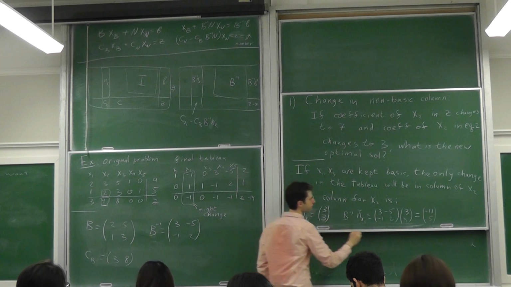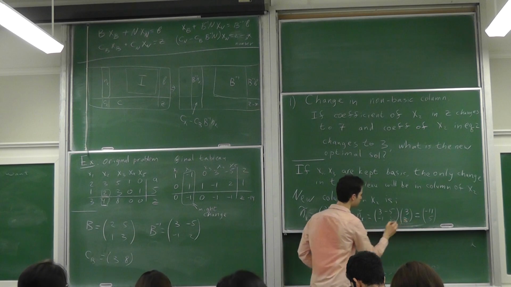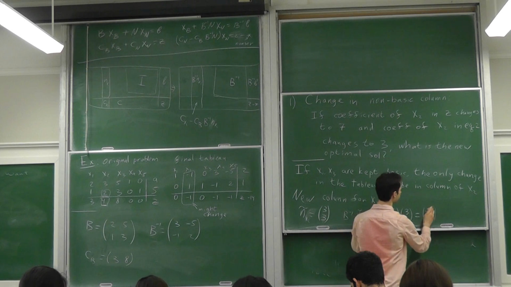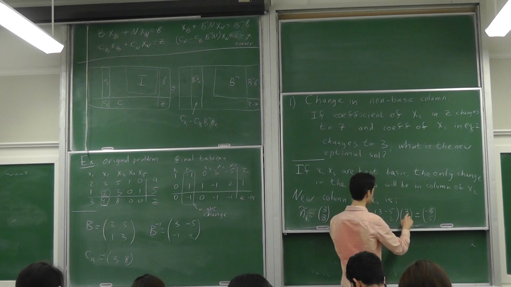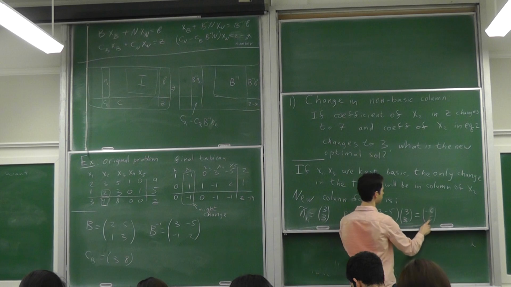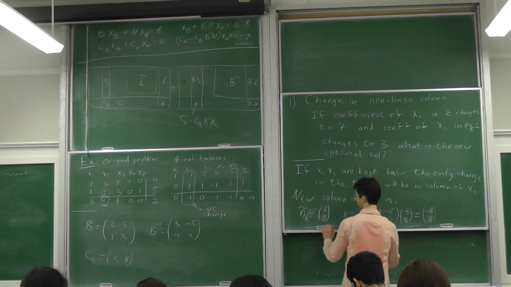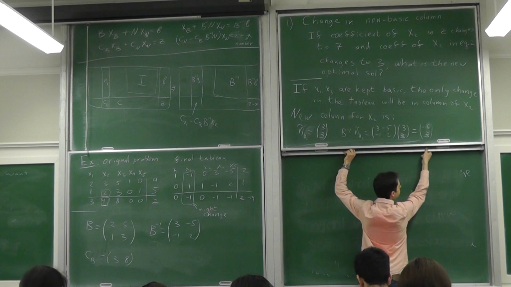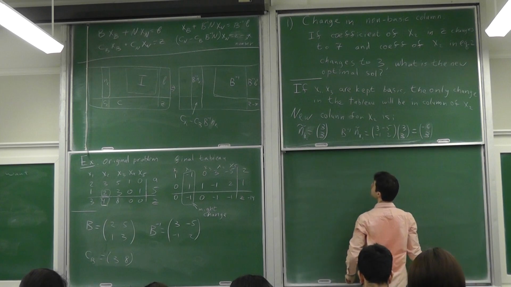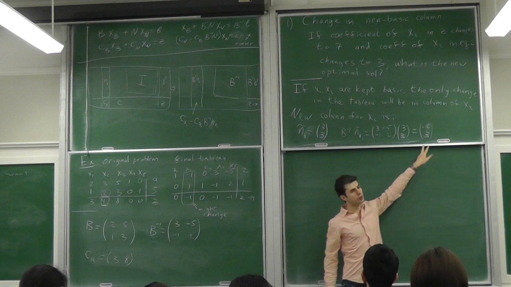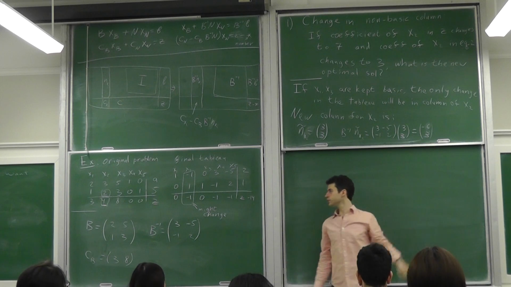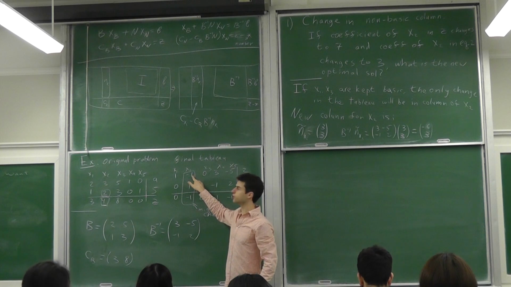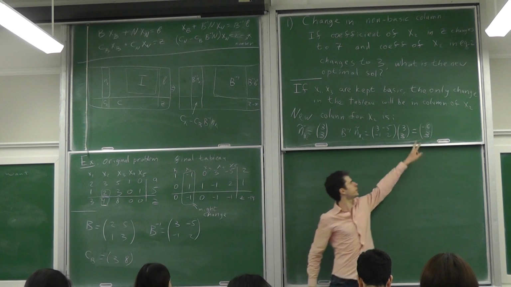So let's calculate it once again. 9 minus 15, minus 3 plus 6. So what did we compute right here? We computed this new column. Instead of minus 1, 1, we will now have minus 6, 3.